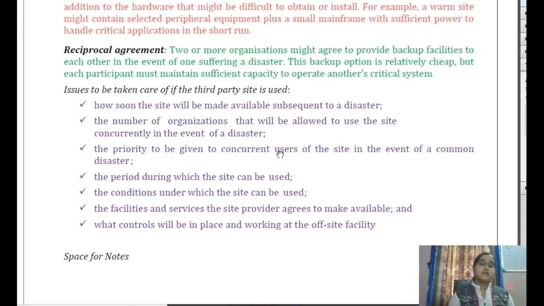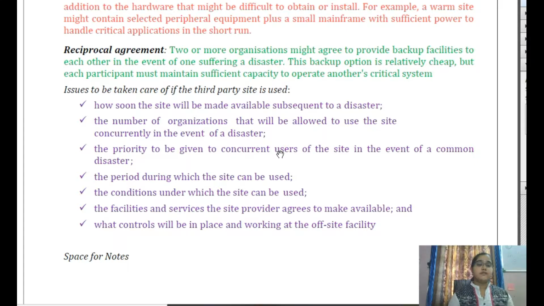Then the number of organizations which have been allowed to use the site in the case of concurrent disaster. Suppose 2 or 3 companies are affected by the disaster at once and they approach the third party, with which they have an agreement for using this site. So who will be given priority, or how is the site shared with others? Then priority given to the concurrent users of the site in the event of a common disaster. That's what we just talked about. Then the period during which the site can be used, meaning the time duration for which the third party gives us the space to use the site.